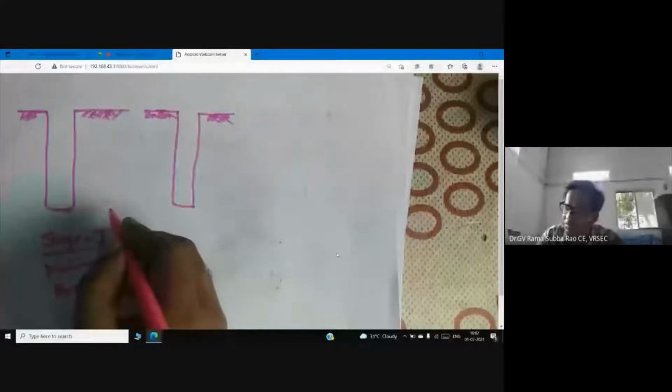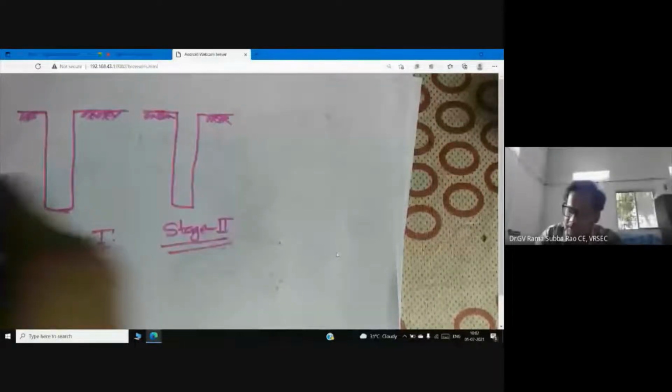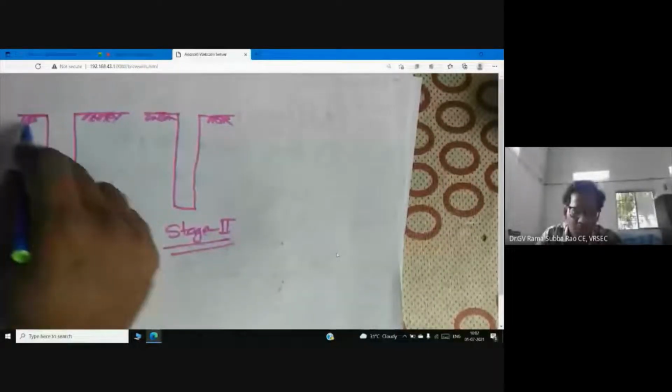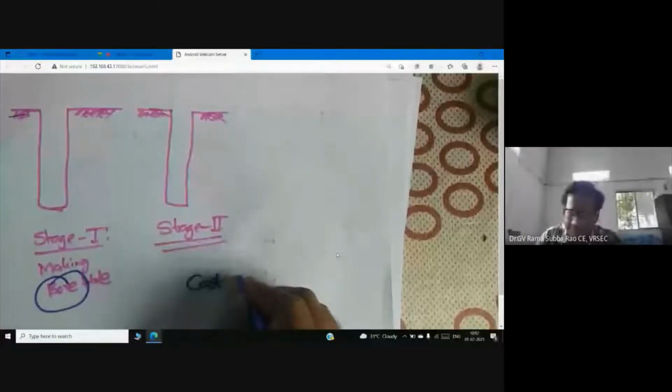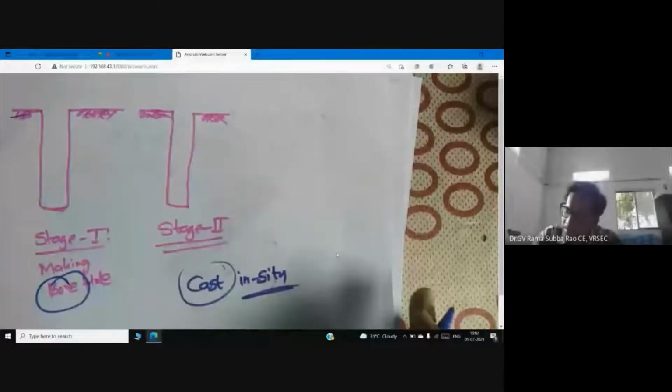Stage 2. Now you see, the next part after making the borehole, bored, I can tell you, is cast in situ. The meaning I can tell you is they are casting the pile in the field itself. Hope understood. Okay. After making the borehole, we are putting the reinforcement cage. So this is the reinforcement cage.